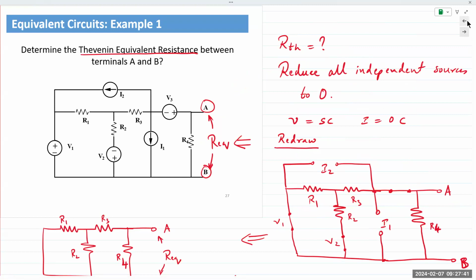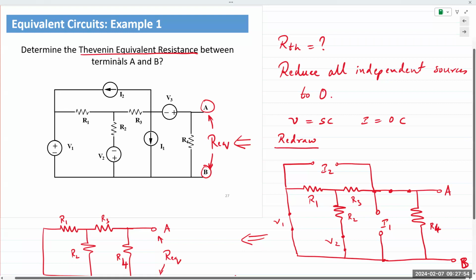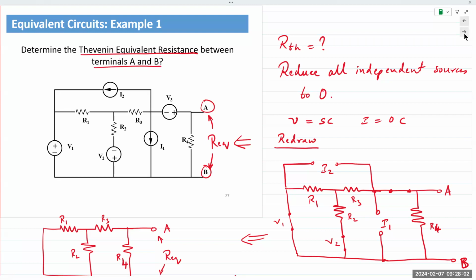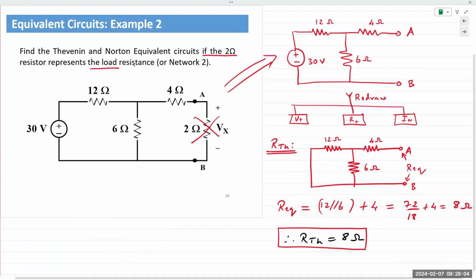It simply stated find the resistance between terminals A and B. So in this example, we did not remove R4 specifically because it simply said determine the Thevenin resistance between A and B. So then no modification needs to be made. Whereas in this example, it states that the 2 ohm resistor is the load. So we remove it.